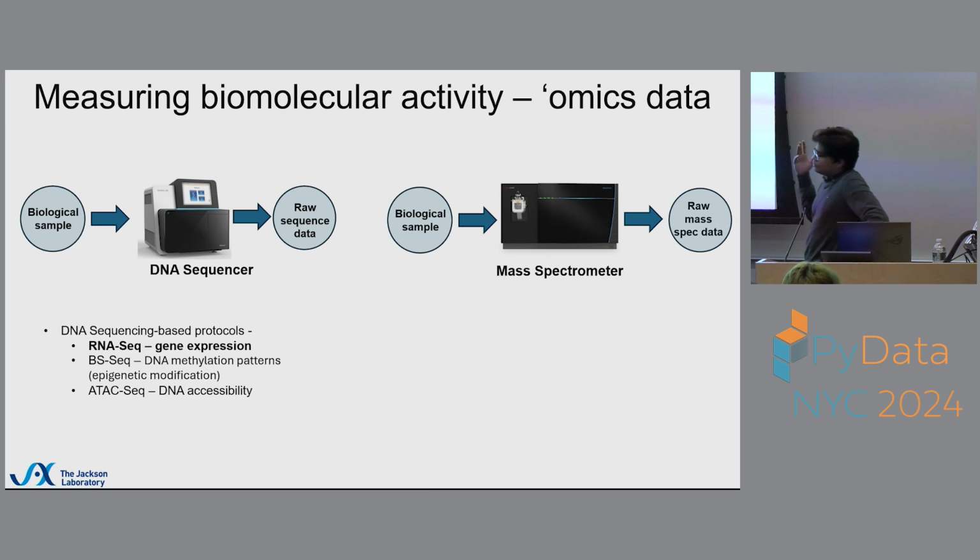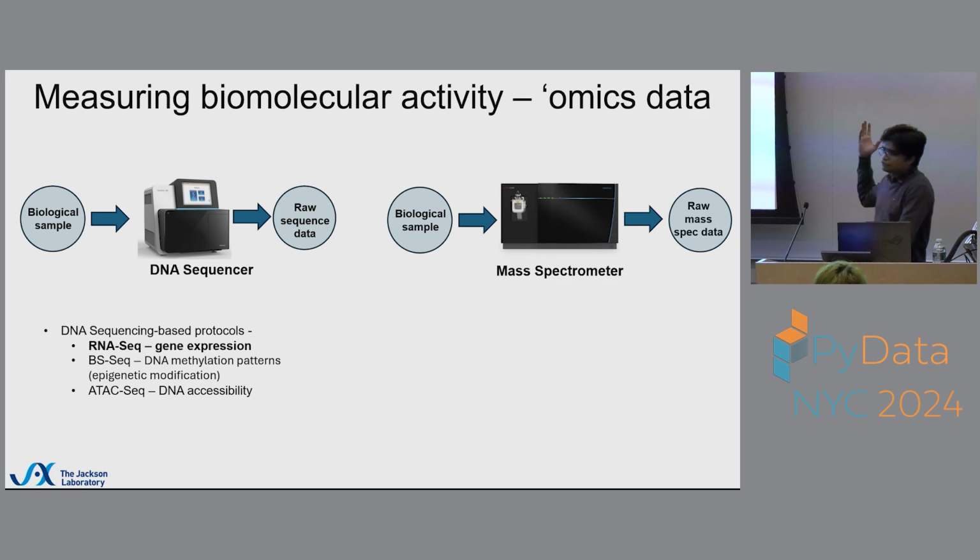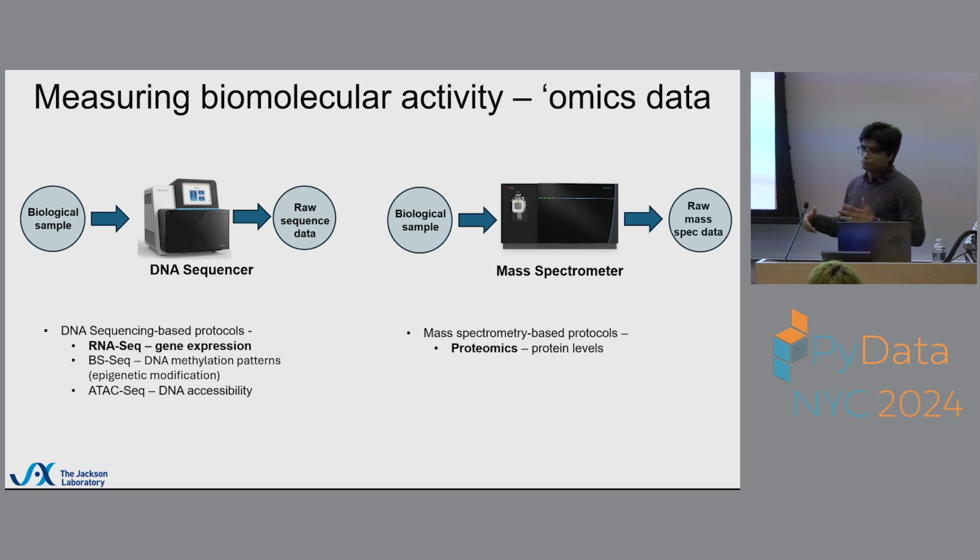So the other category of molecules that are profiled come from the use of a mass spectrometer. Proteins are the most popular type of biomolecules that are profiled using a mass spectrometer.